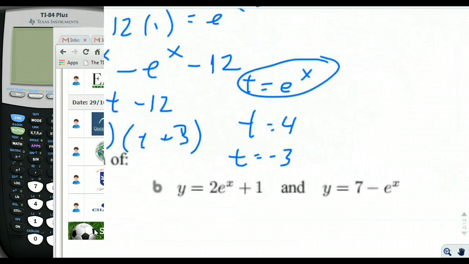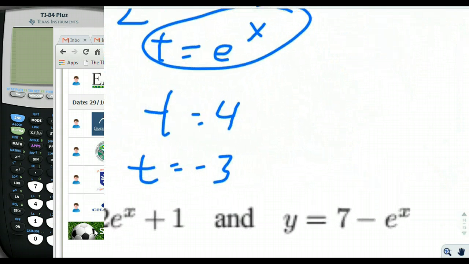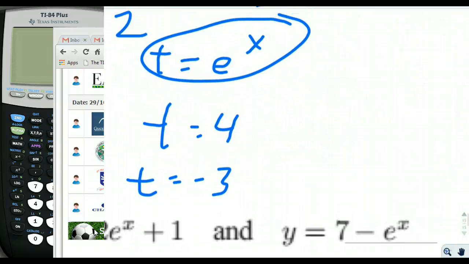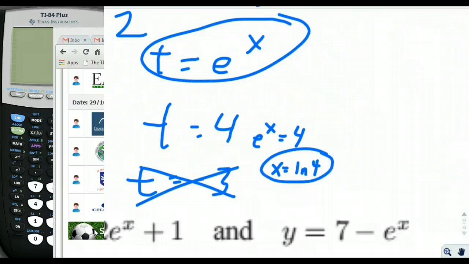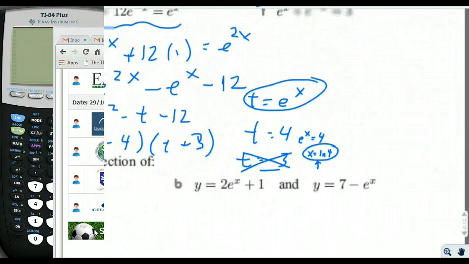And then, let's see. We know that e to the x can never be a negative number. So this solution is not going to work out. So basically we're left with, hey, e to the x is equal to 4. So that means if you take the natural log of both sides, you'll see that x is equal to the natural log of 4. Okay, so this is the only possible solution because this solution does not work.